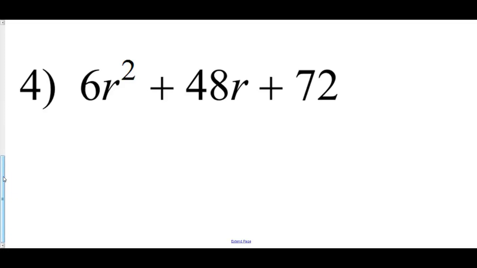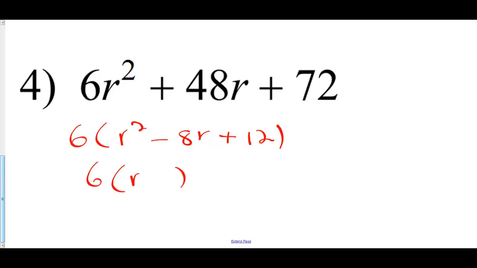Even this one, number 4 here, we should be able to take out a 6, and then we have r squared minus 8r plus 12. And then this can go further. We can break it into r minus 6 and r minus 2.